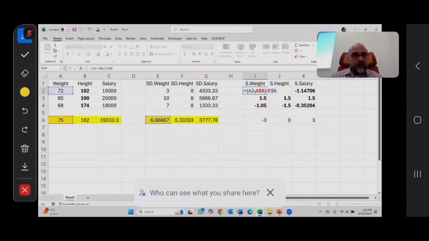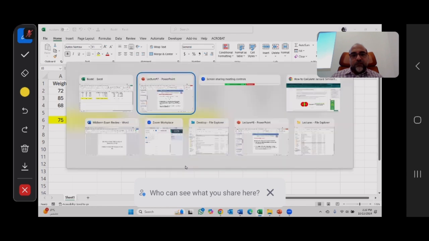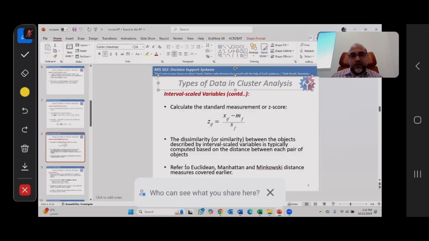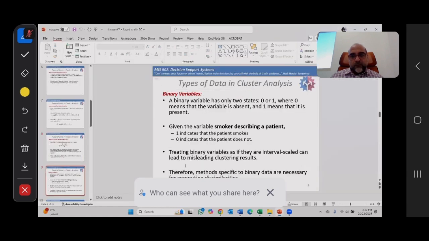Let me just double click on it. You see here that 72 was the value, the mean was 75, and the standard deviation was 6.6. Let's try another one. You can see that 190 was the value, 180 was the mean, and 5.33 was the standard deviation, right? So it is just scaling. Everybody understand this scaling part? I hope you understand the scaling part.